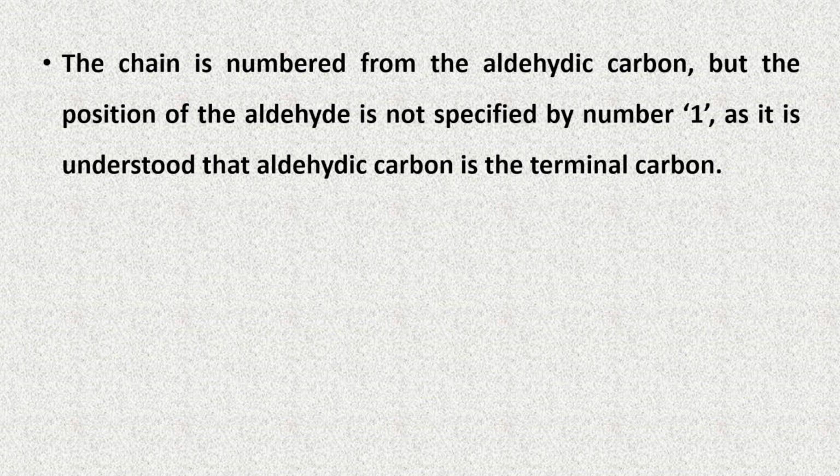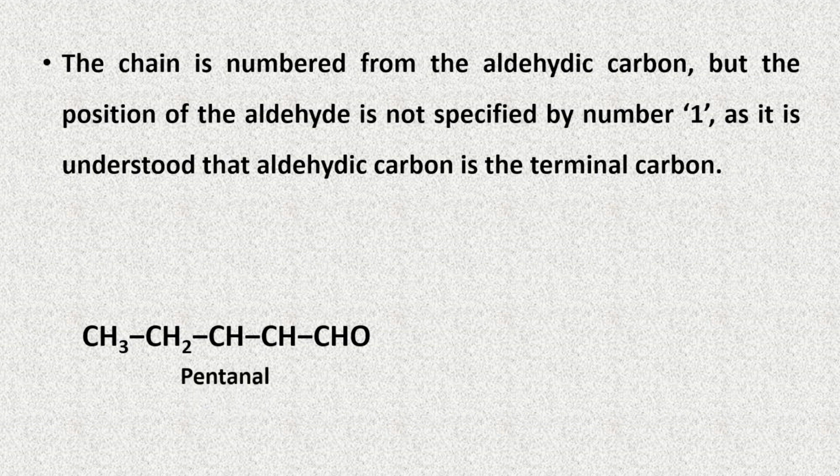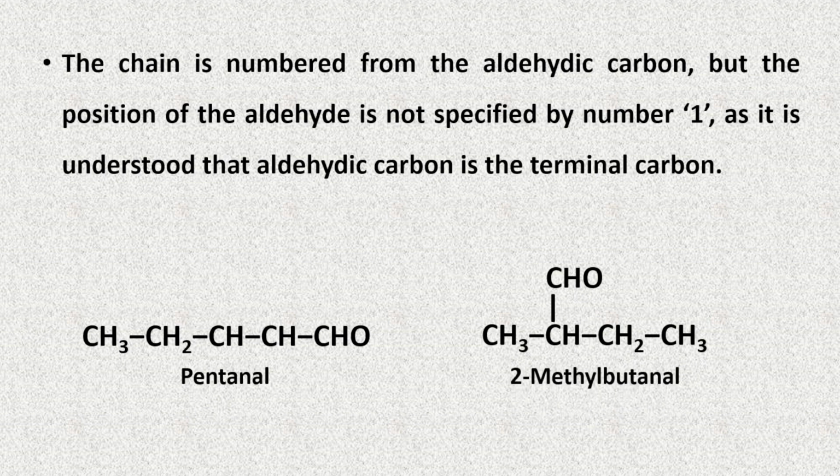As mentioned earlier, the chain is numbered from the aldehydic carbon, but the position of the aldehyde is not specified by the number 1, as it is understood that the aldehydic carbon is the terminal carbon. Consider this example: 5 carbons, so pentanal. In the second compound, there is a methyl substituent at position number 2. So its IUPAC name is 2-methylbutanal.